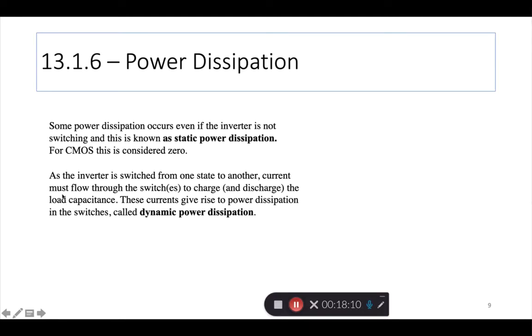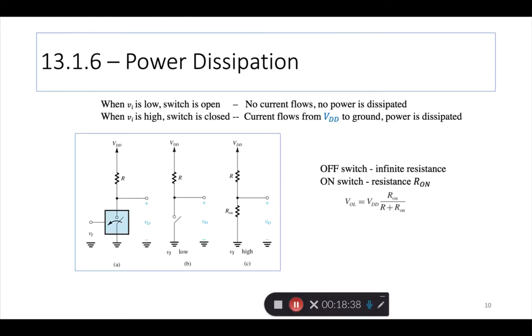Okay. On the other hand, as the inverter switches from one state to another, current must flow through the switches to charge and discharge some specific load capacitances. These currents give rise to power dissipation in the switches, and that power dissipation is called dynamic power dissipation. Dynamic means when something is happening, when the changes are happening. So we've seen this before.